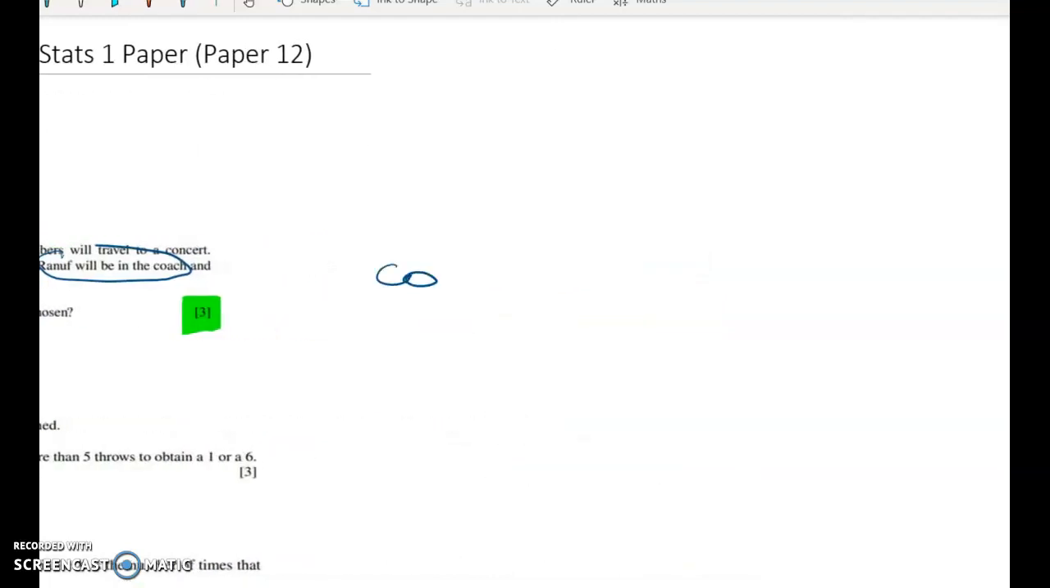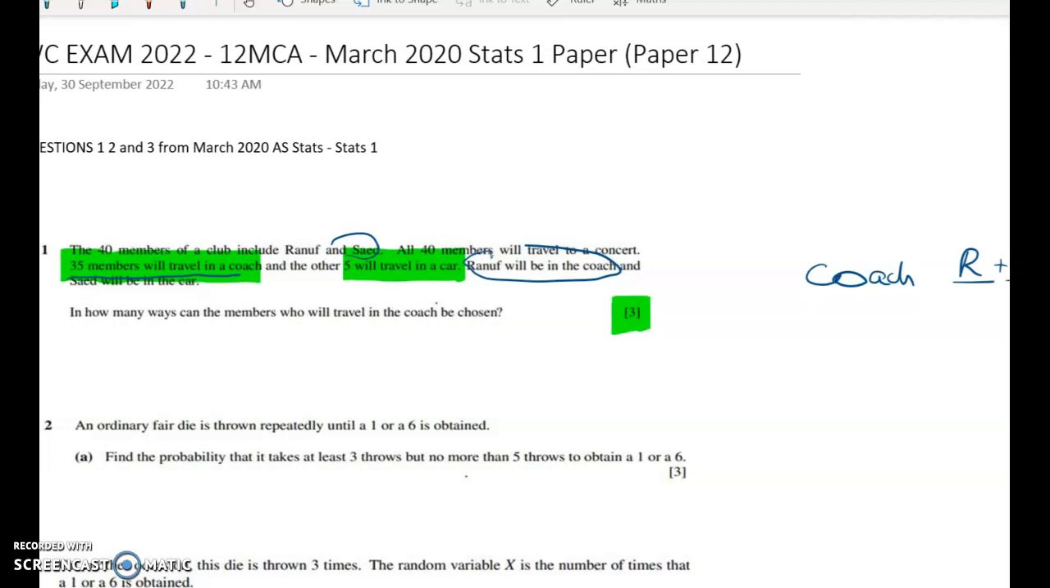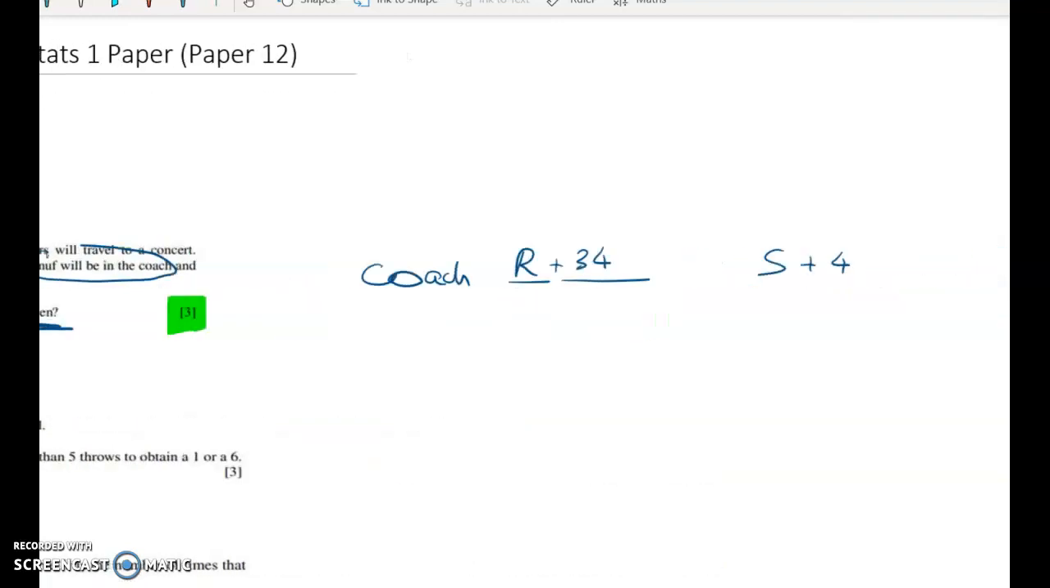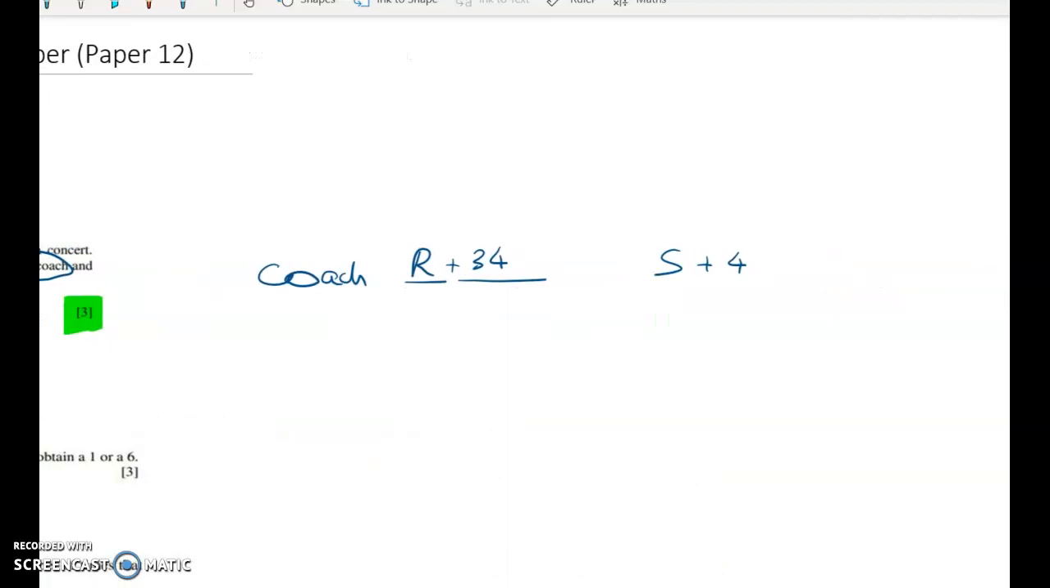So it looks like this. The coach is going to have Ranouf and 34 people. And then the car is going to have Syed and 4 people, but we don't even really care about the car, right? That's just something else in the question. In how many ways can the members who will travel in the coach be chosen? So I don't care where they all sit. There's nothing about the back seat or the front seat. So the order is irrelevant. And I can't choose Syed because he has to go in the car, and we know that Ranouf is going to be in the coach.